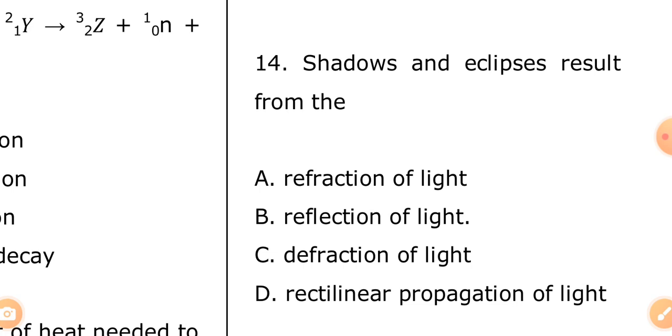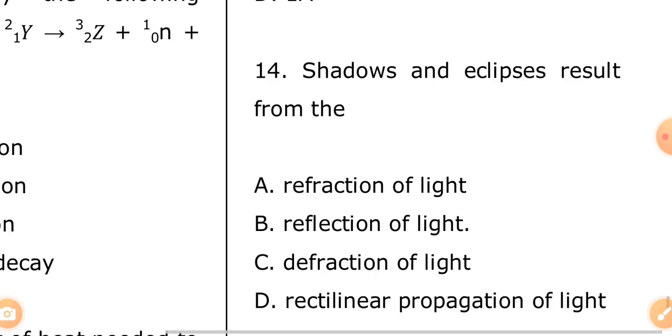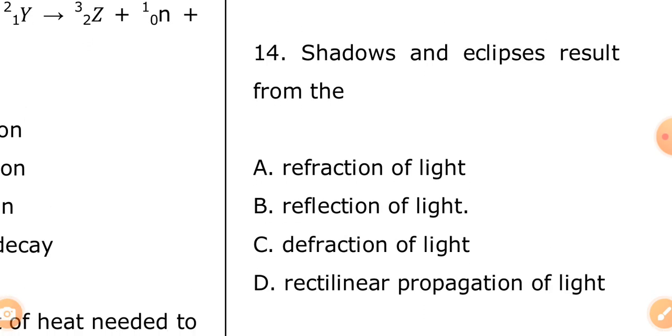Shadows and eclipses result from the dash. A. Refraction of light. B. Reflection of light. C. Diffraction of light. D. Rectilinear propagation of light.